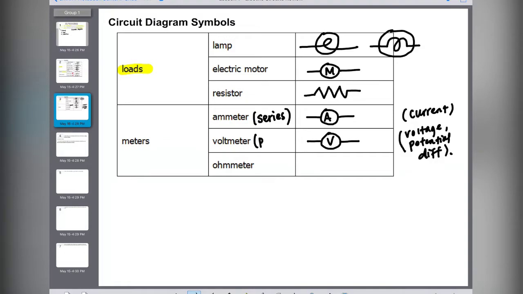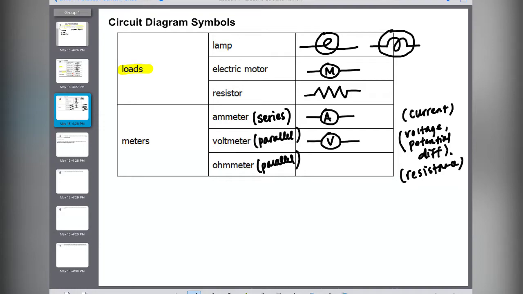Okay, a voltmeter is always connected in parallel. And ohmmeters are also connected in parallel. An ohmmeter is used to measure ohms. Do you remember what quantity is measured in ohms? Okay, it's resistance.